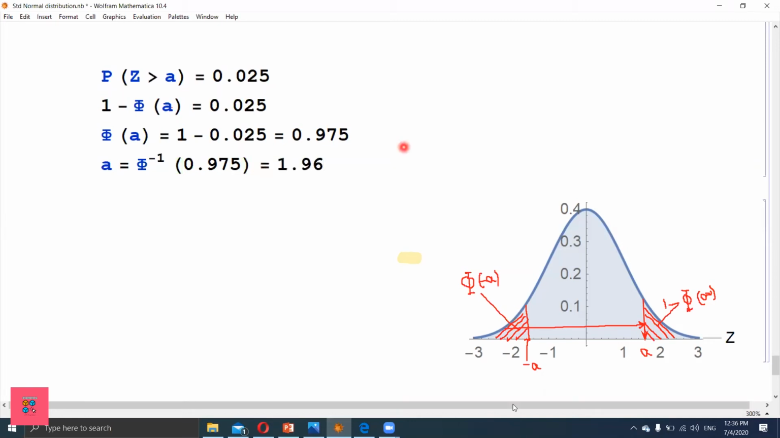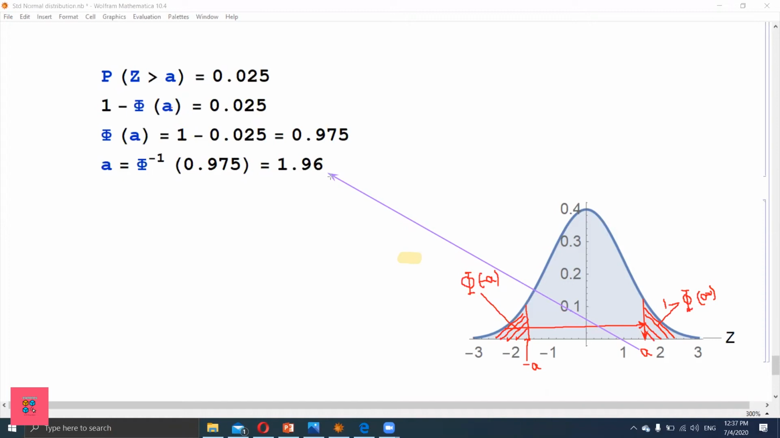We know that this point is on the right tail. A is positive, so 1.96 is positive. This is the solution of our second part, in which the probability of z greater than a is given as 0.025. So its value is 1.96. We are mentioning this on the right side, right tail, is equal to 1.96.